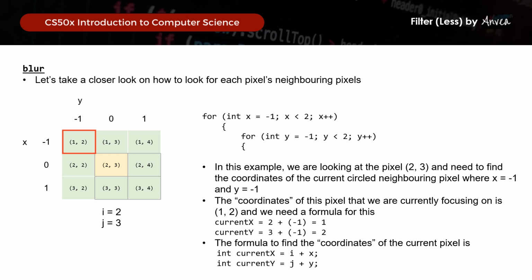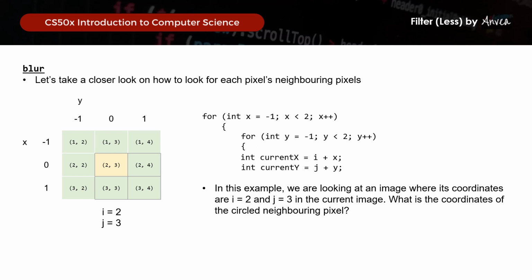So with that, we can shortlist the formula to find the coordinates of each neighboring pixel, and it's represented by int current x equals i plus x, int current y equals j plus y. So now we'll use another example just to check whether this formula is correct.